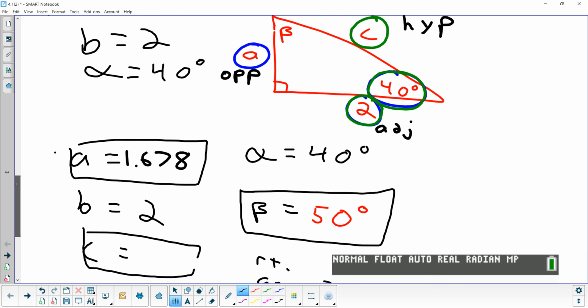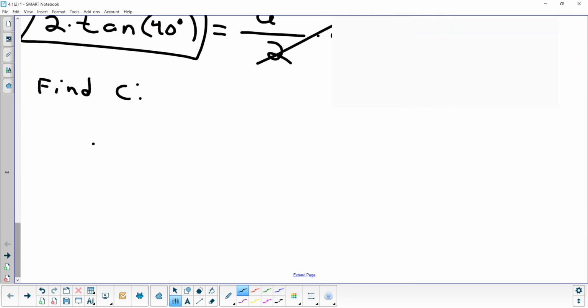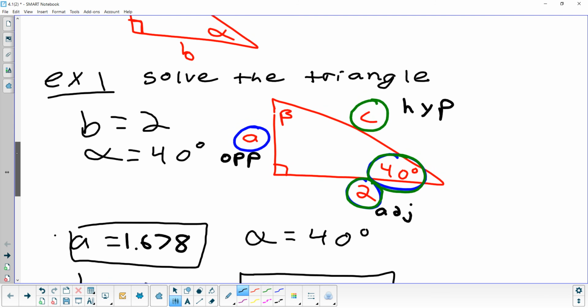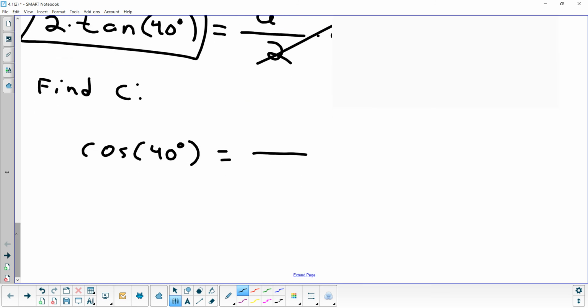So we're going to set it up now with cosine. So cosine of, and Colby, can you tell me what's going to go in the parentheses? 40. Remember, this does not mean multiplication in any way at all. It just means take the number 40 and plug it into that formula, or that function, cosine. And cosine is adjacent over hypotenuse. Adjacent is 2. Hypotenuse is C. A little different because the variable ended up in the bottom. That's okay. We can still work with that.